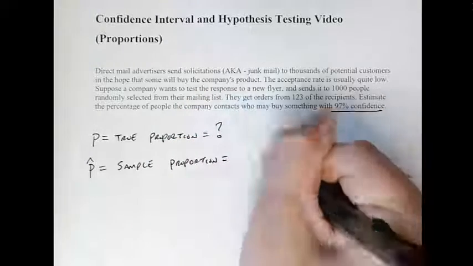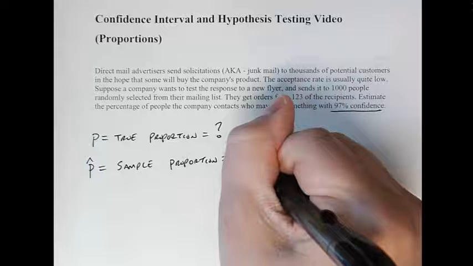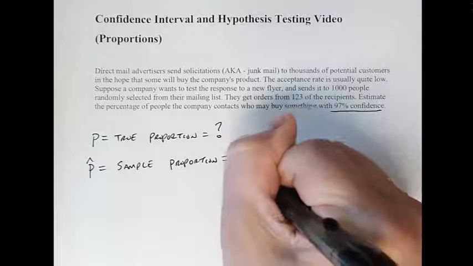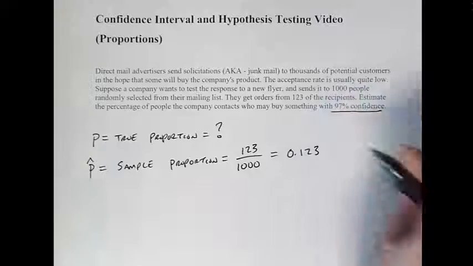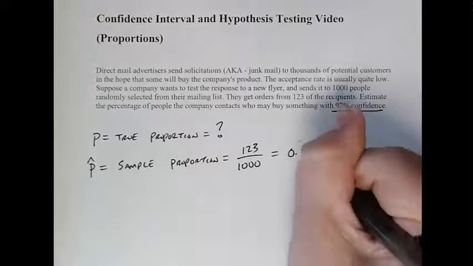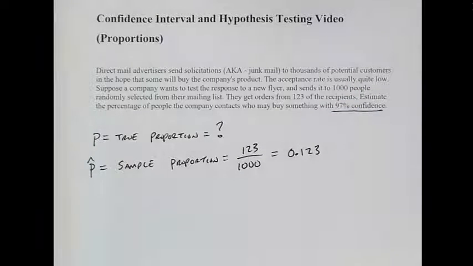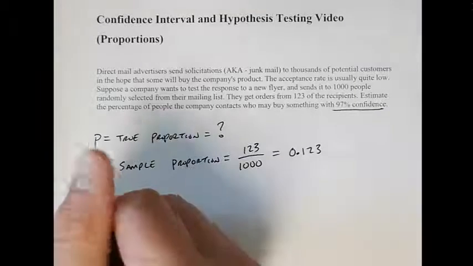The sample proportion, P hat, is what is observed from the data set. 123 out of the 1,000 gives us 0.123. Then we check our conditions.